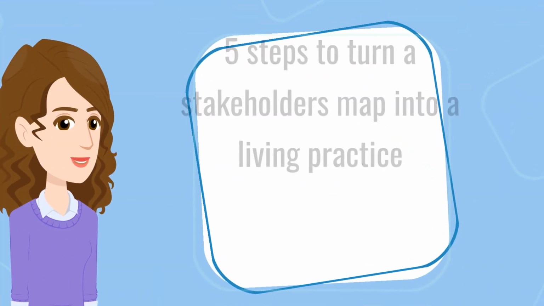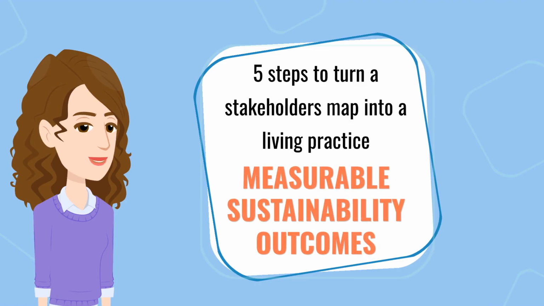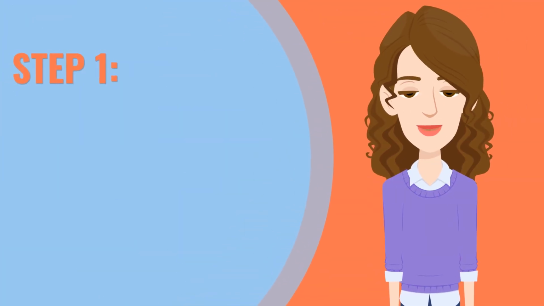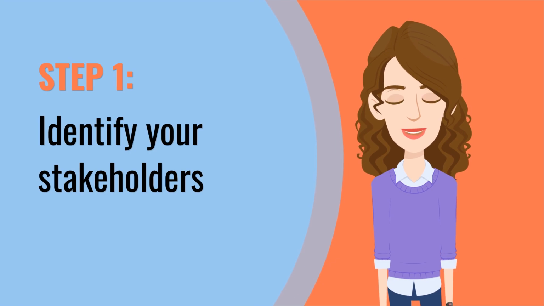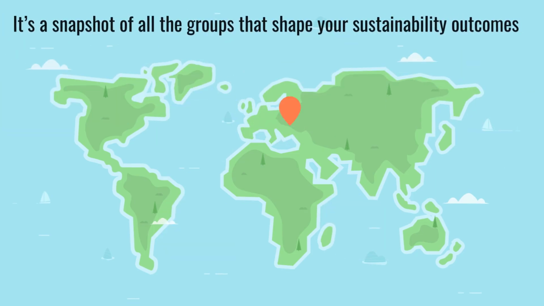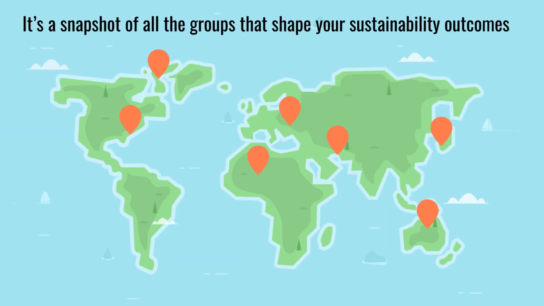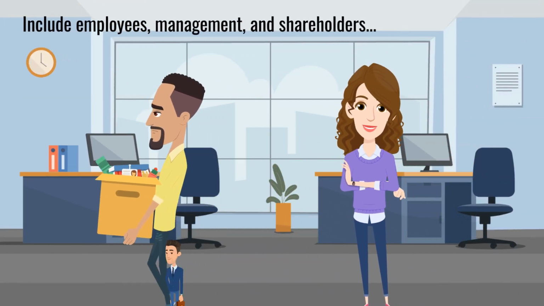In this video, you'll learn 5 steps to turn a stakeholder's map into a living practice that drives measurable sustainability outcomes. Step 1. Identify your stakeholders. Think of your stakeholders map as a living system, not a static chart. It's a snapshot of the people and groups who can shape your sustainability outcomes, inside the company and far beyond it. Of course, you'll include employees, management, and shareholders.